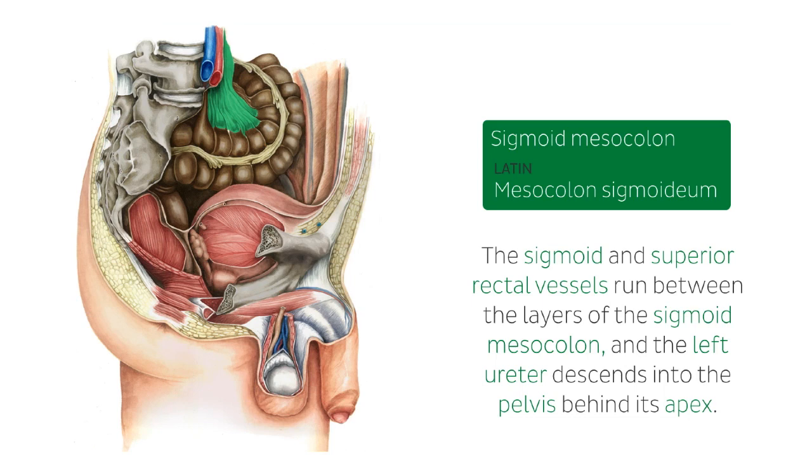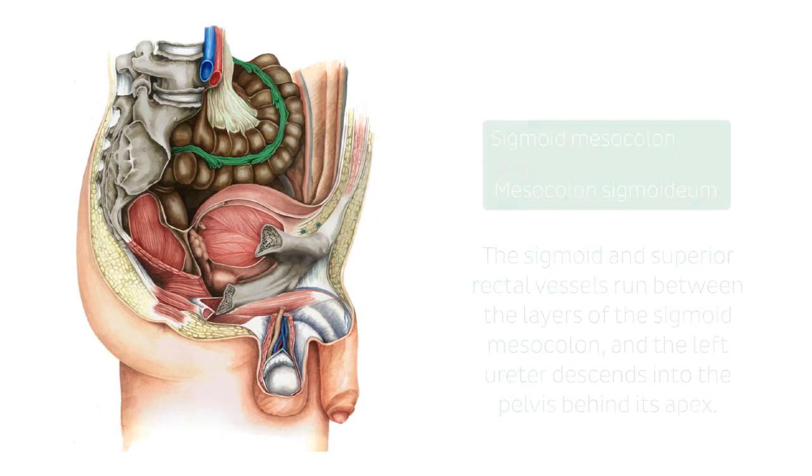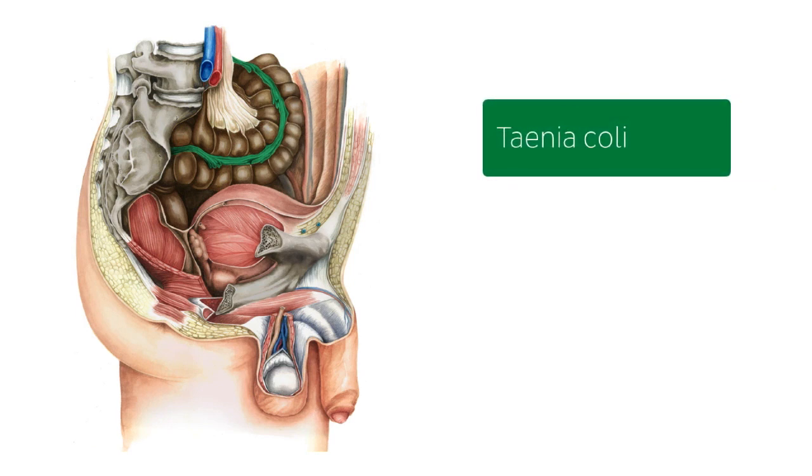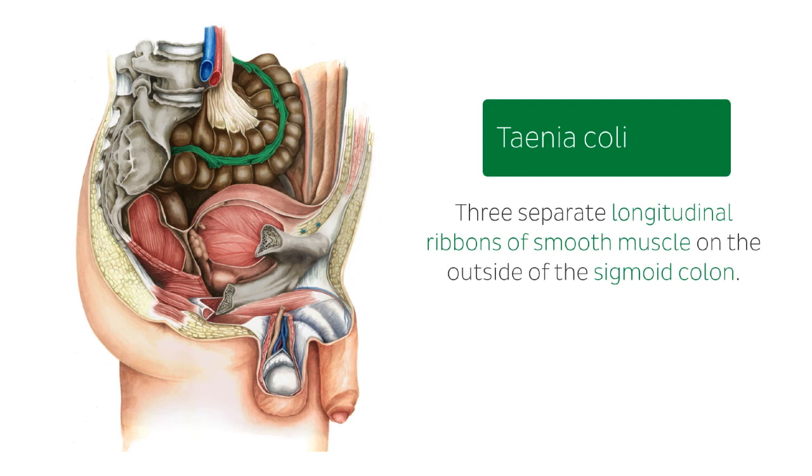We're done with the sigmoid mesocolon, so we move on to this structure here known as the taenia coli, seen here highlighted. The taenia coli are three separate longitudinal ribbons of smooth muscle on the outside of the sigmoid colon, as you can clearly see here. They are visible and can be seen just below the serosa or fibrosa layers.